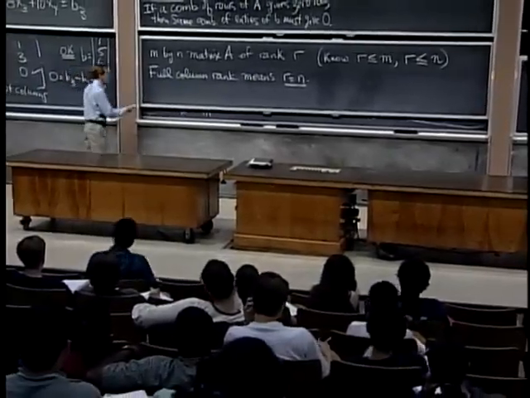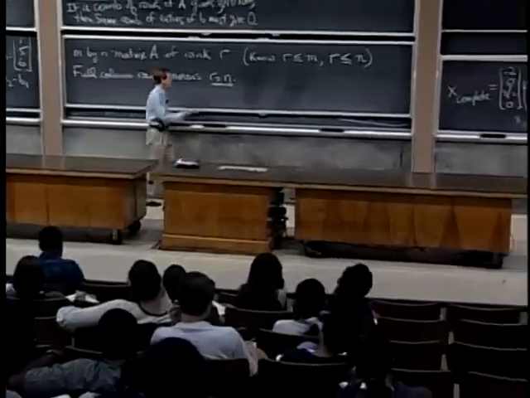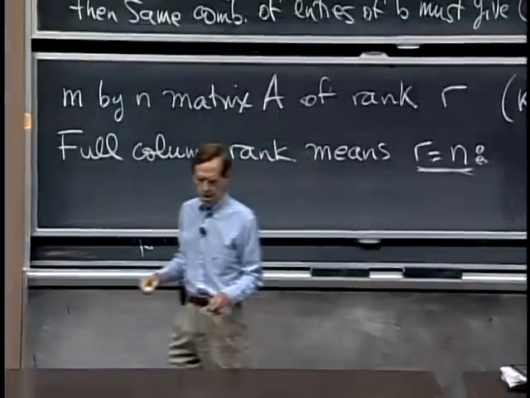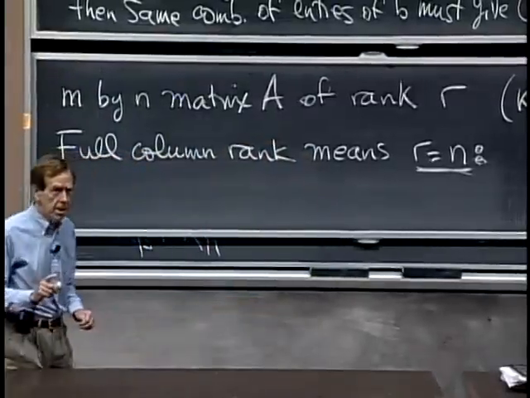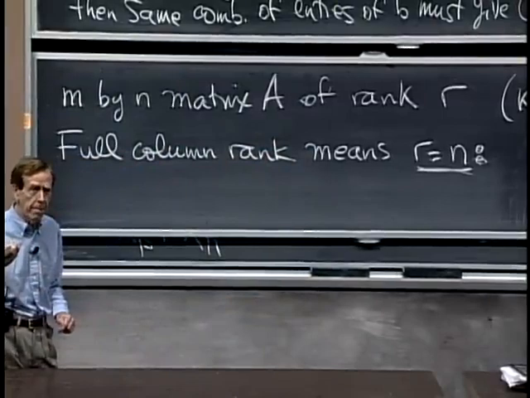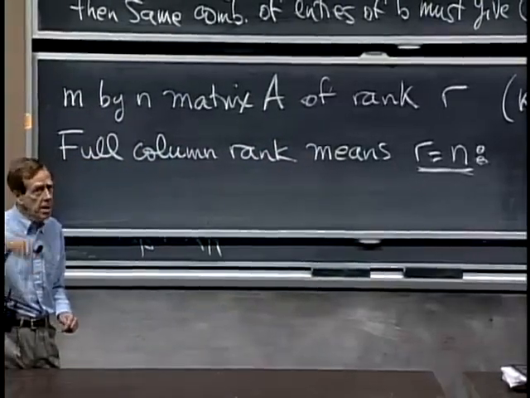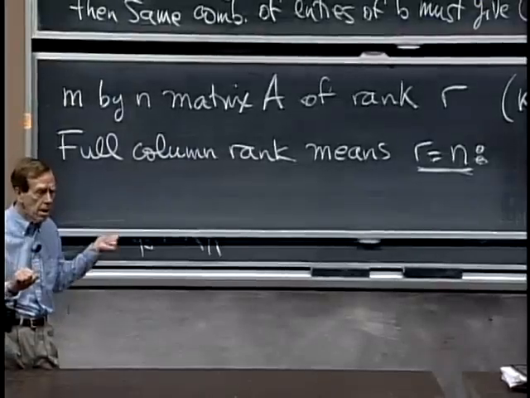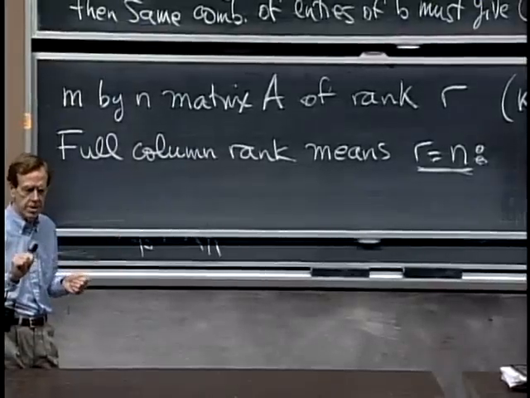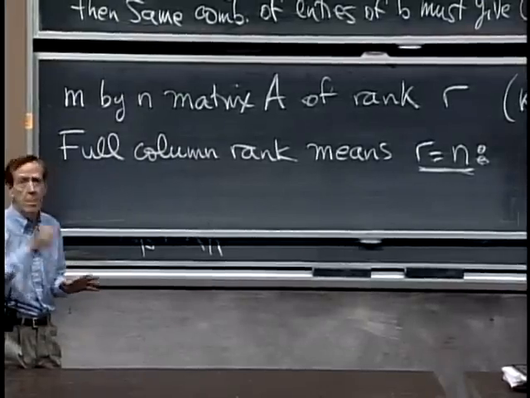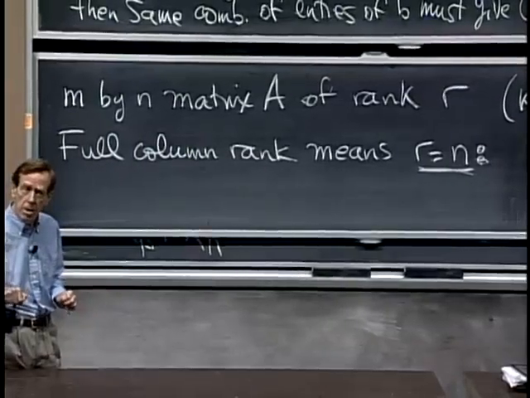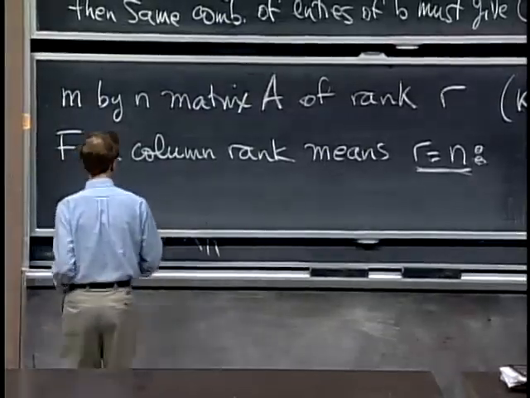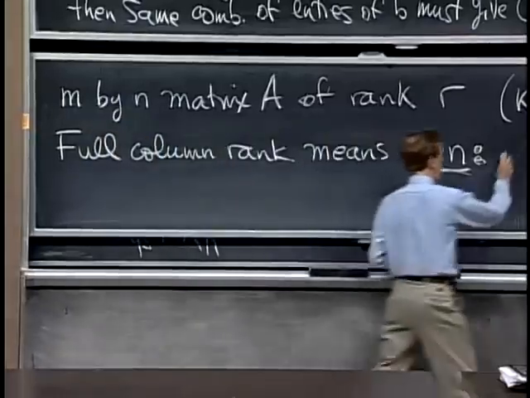Okay, so if the rank is n, what does that mean? That means there's a pivot in every column. So how many pivot variables are there? N. All the columns have pivots in this case. So how many free variables are there? None at all. So no free variables. R equal n, no free variables.